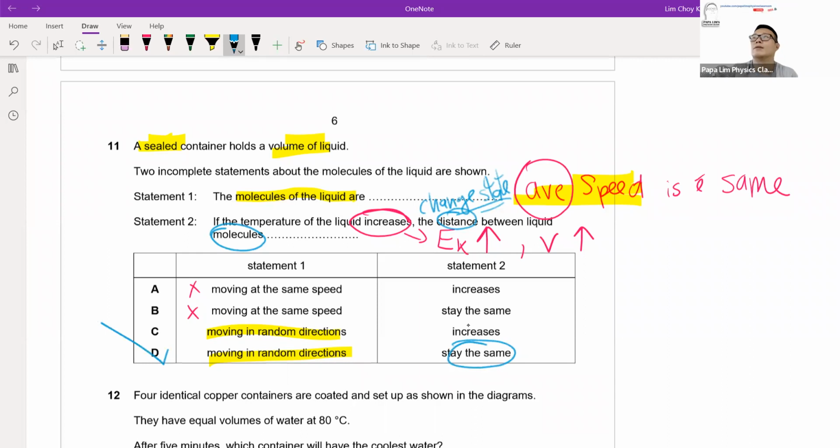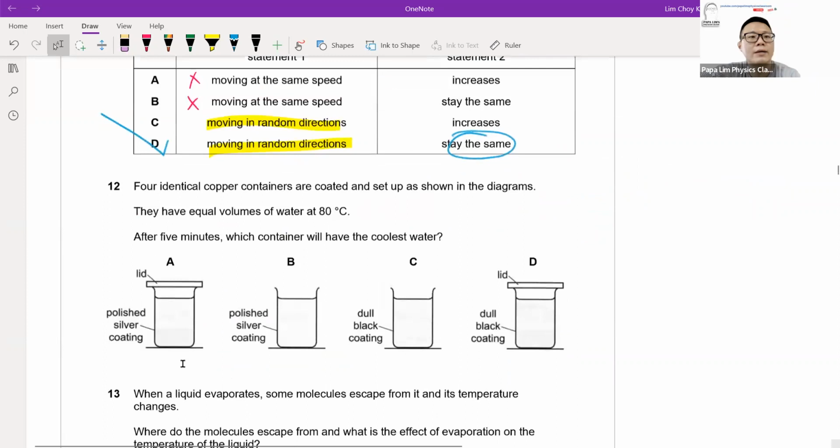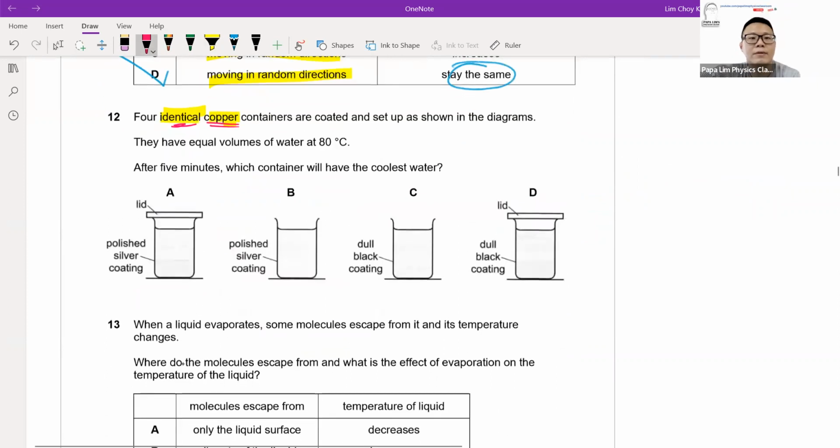So this is how I eliminate each of the options here, by knowing what happens to the kinetic energy and the potential energy in the molecules. Okay, 4 identical copper containers. Take note, 4 identical copper. Then the liquid is at 80 degrees Celsius, so it's what we call hot. After 5 minutes, which container will have the coolest water? Coolest water here means I cool down the most, so I definitely have to lose the most heat.